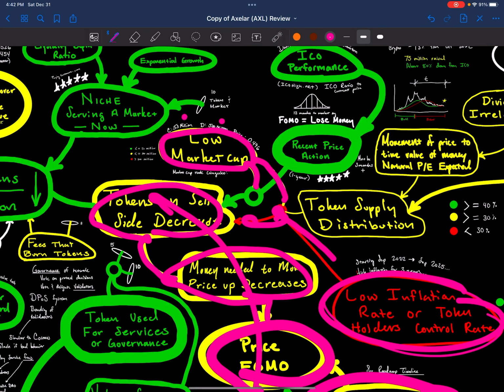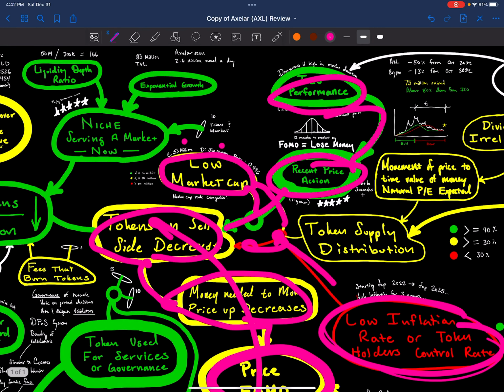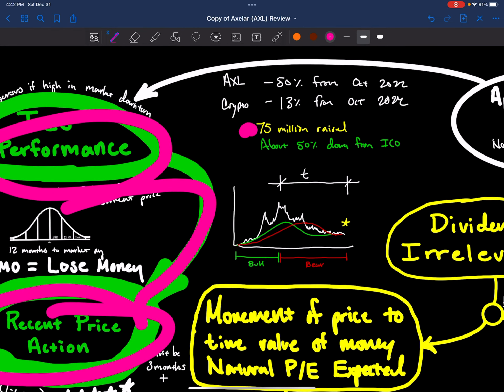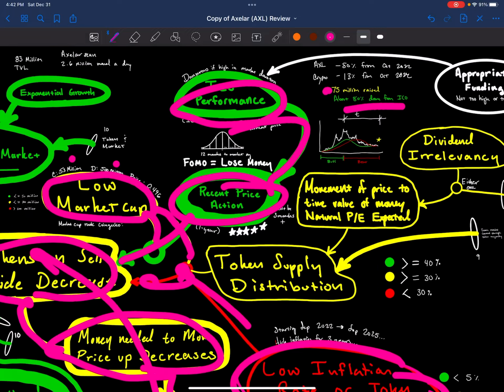Now, regarding price action, it hasn't been under any FOMO. We are in a bear market, so these are just general green metrics. It raised $75 million, so they have a decent amount of money, and it's about 50% down from the ICO price. So we could say that it's going to go up in price, maybe because the ICO people don't want to sell at a negative, for what they bought the tokens at.